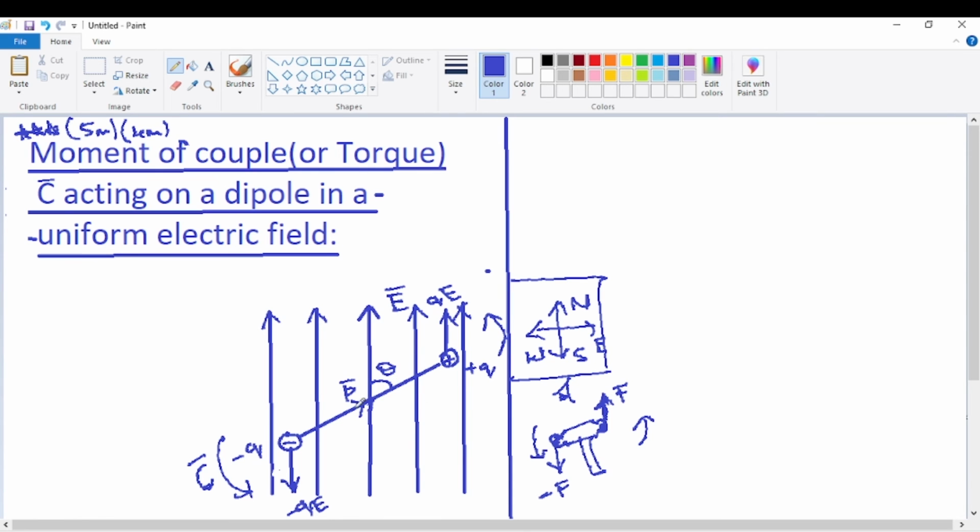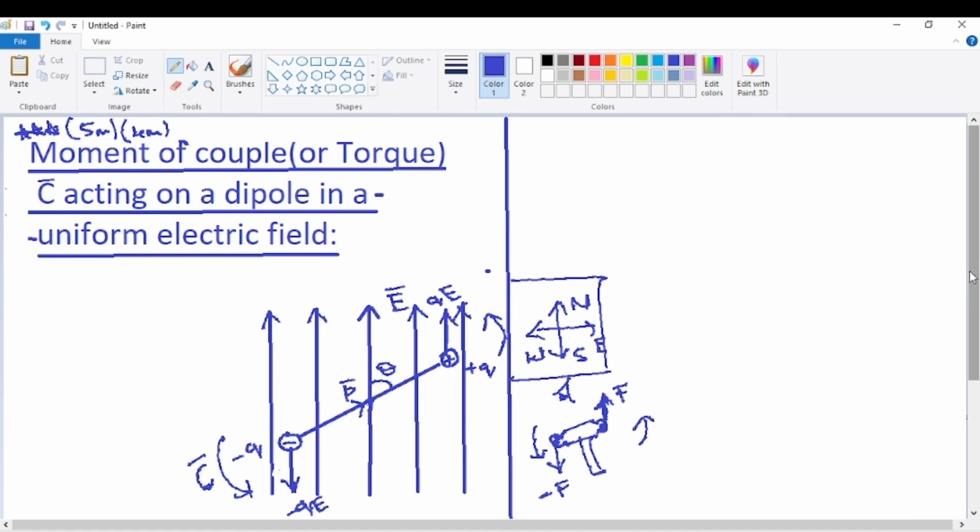It's trying to rotate the dipole. The moment of couple, C bar, because a moment of couple is always a vector quantity. It's denoted C, because couple starts with the letter C. Because it's a vector quantity, the C bar symbol is used. A bar is always used for any vector, like the electric field vector or the force vector. So here a bar is used.